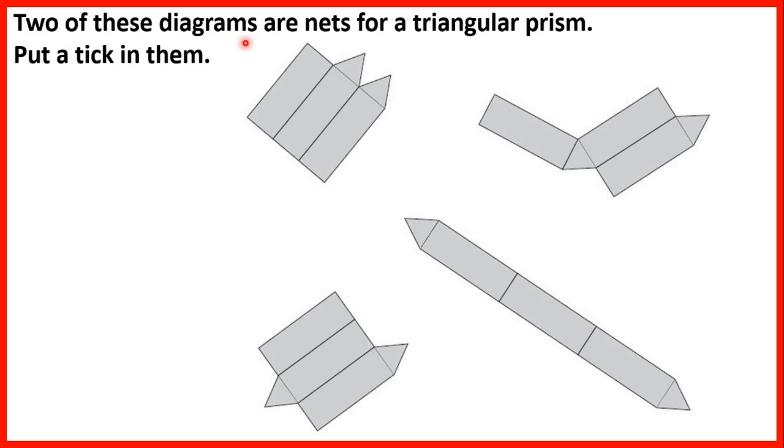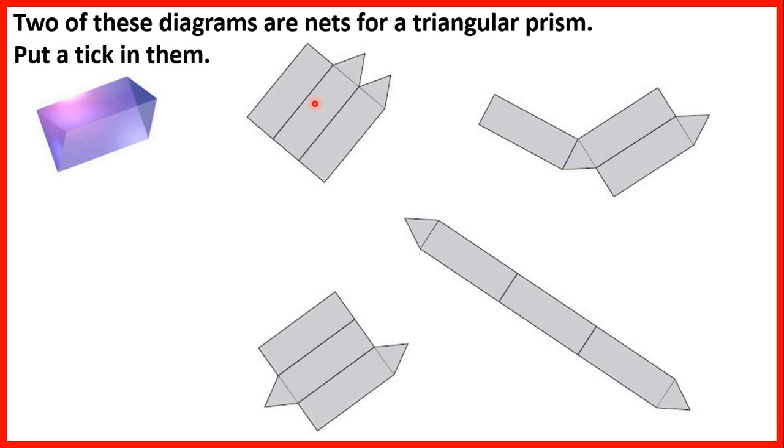2 of these diagrams are nets for a triangular prism. Put a tick in them. So we need to remember that a prism is a 2D shape that's been stretched out. So a triangular prism looks like this. We have a triangle at each end, and then we have rectangular faces joining them.